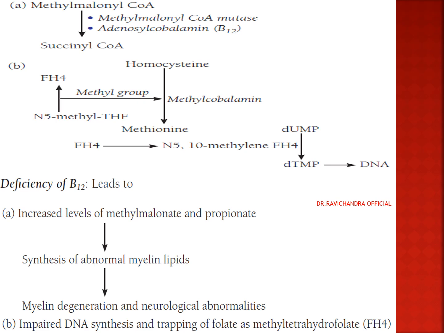Because of incomplete or non-formation of DNA, because of the non-availability of dTMP, which has to be formed from dUMP with the help of folate, and because of the non-formation of methionine from homocysteine due to deficiency of methylcobalamin, there will also be megaloblastic anemia. Impaired DNA synthesis and trapping of folate as methyl tetrahydrofolate will also result in megaloblastic anemia.